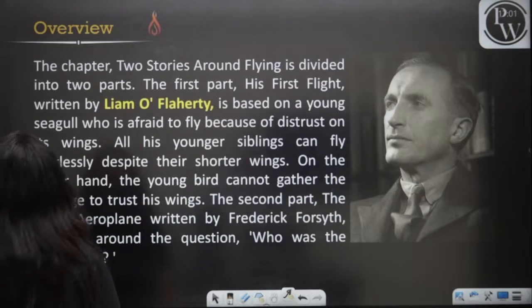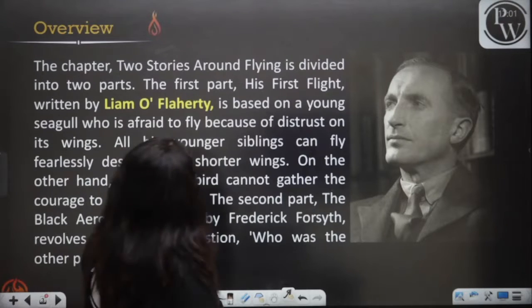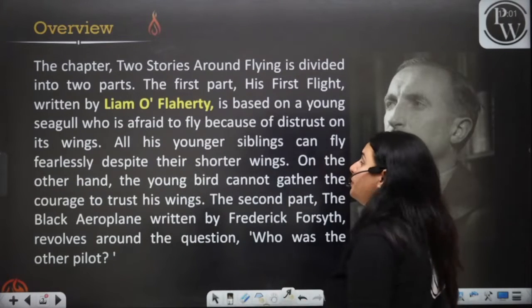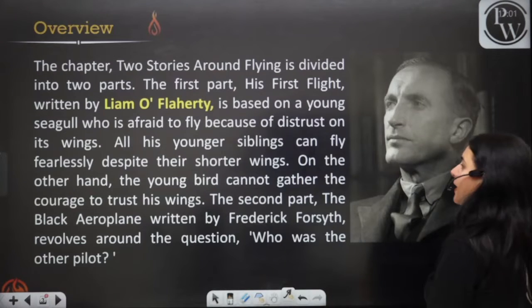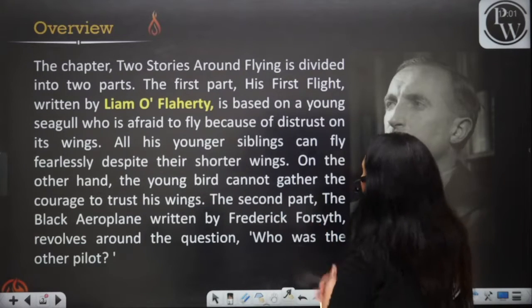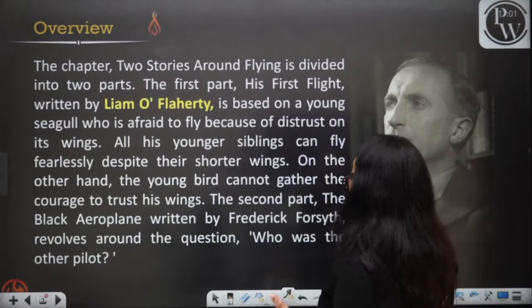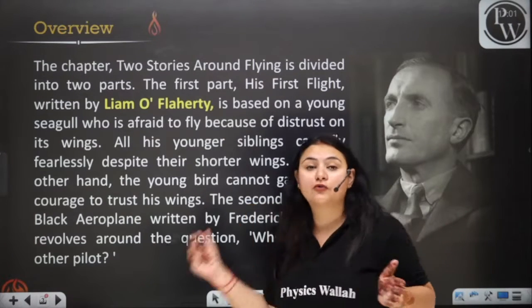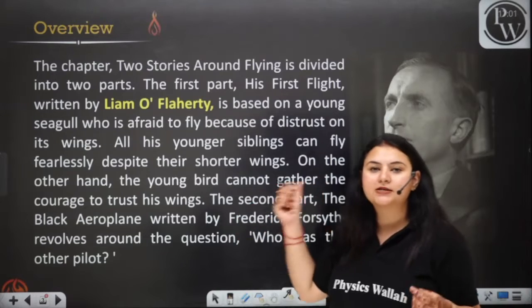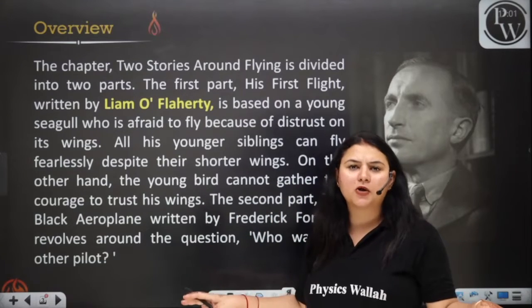Okay, now, the overview. The chapter 2, Stories About Flying, is divided into two parts. The first part, His First Flight, written by Liam O'Flaherty, is based on a young seagull who is afraid to fly because of distrust of its wings. Yes, we are going to meet a young seagull here who does not have trust in its wings.